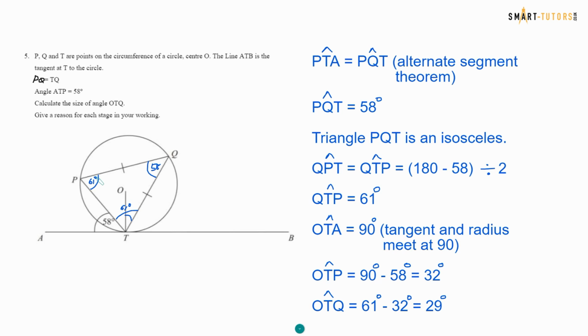Now OTA is 90 degrees. 90 take away 58 is 32. So 32 take away from 61 is going to be 29. So 29 degrees is OTQ. So OTQ is 29 degrees. That is the answer for question number 5.